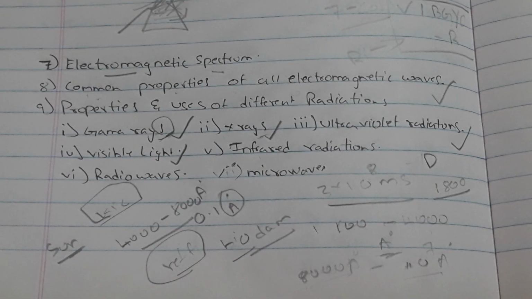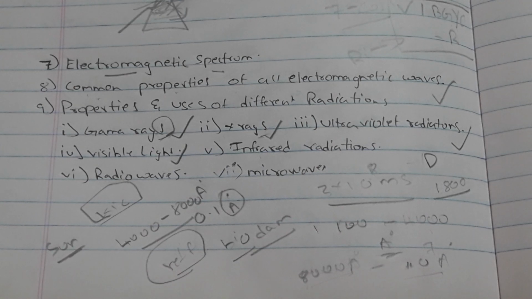Now moving to the uses of infrared radiation. Infrared radiation is used for therapeutic purposes by doctors, and also as signals during war, as they are not visible and not absorbed much in the medium. So they are used for war purposes. That is about the uses of infrared radiation.